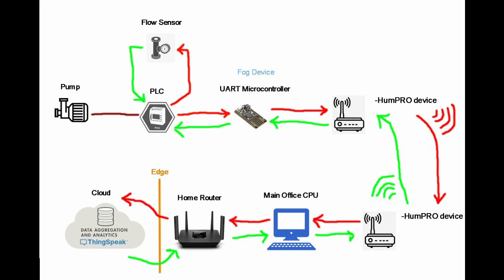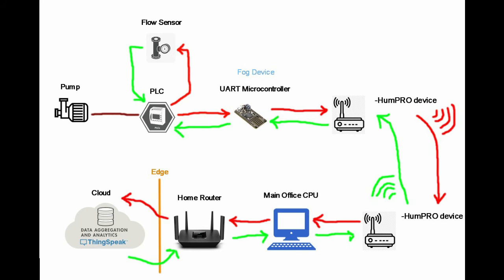The PLC will then output pump status to the UART microcontroller. The microcontroller will then process and package data as a fog device to send out to the HumPRO RF device. The HumPRO is a 900 MHz radio frequency transceiver with frequency hopping. RF transmission was selected as ideal for this application because farmlands typically are wide open with good lines of sight. A low frequency also extends the range, and frequency hopping also adds security and avoids interference.